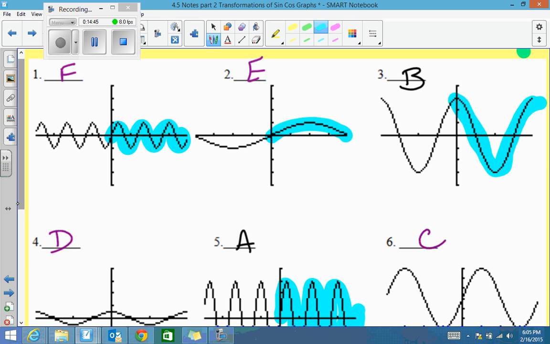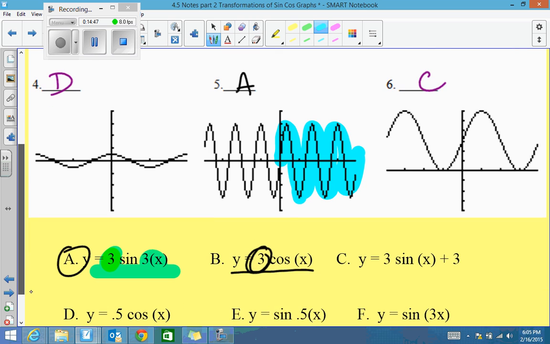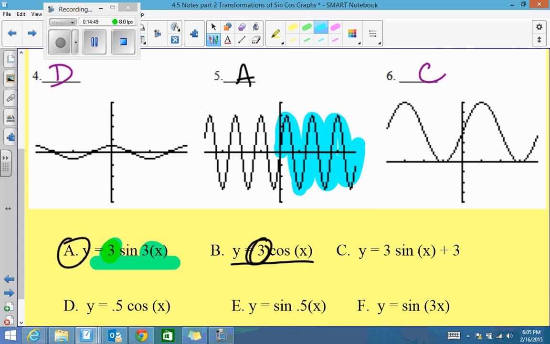Number 3, we already talked about, is representing B. Number 4 is D, and the D equation is 0.5 cosine of x. So it's the normal cosine graph, but instead of going up to 1 and down to -1, it is just going up to 1/2 and down to -1/2. Number 5 we talked about as A, and the last one is C.